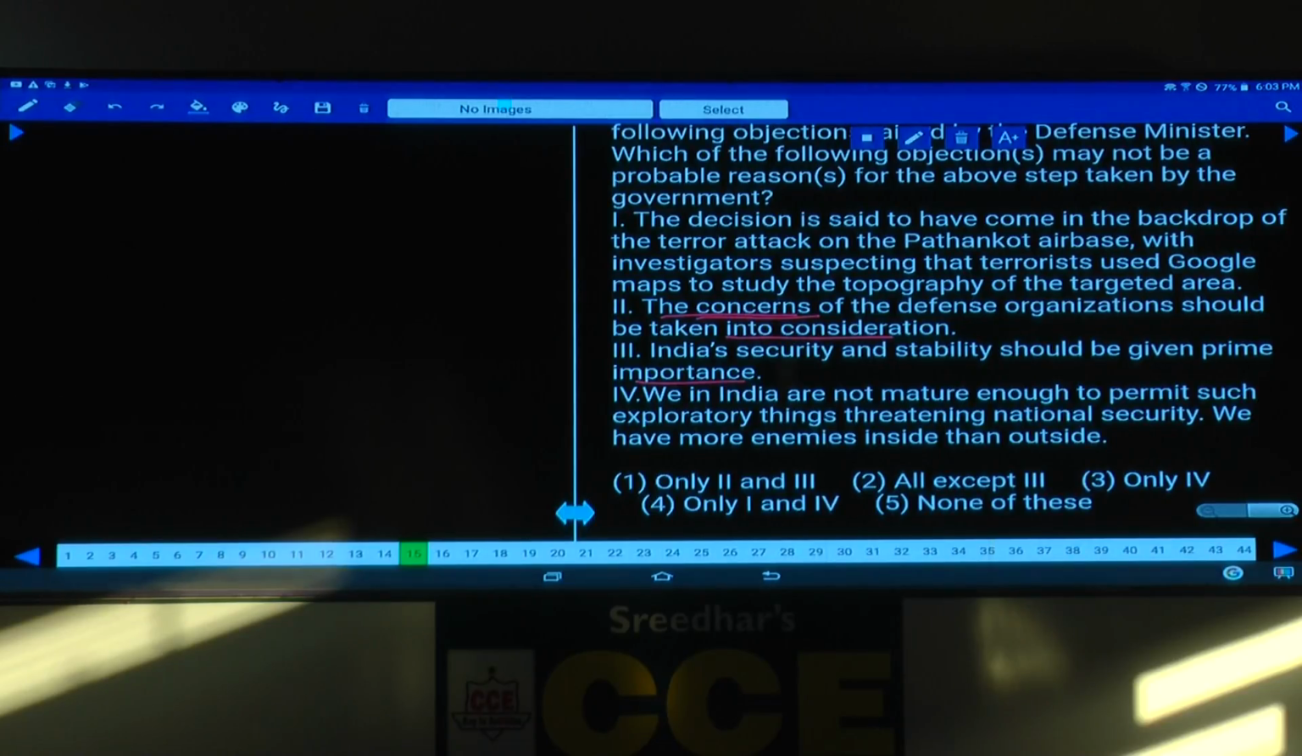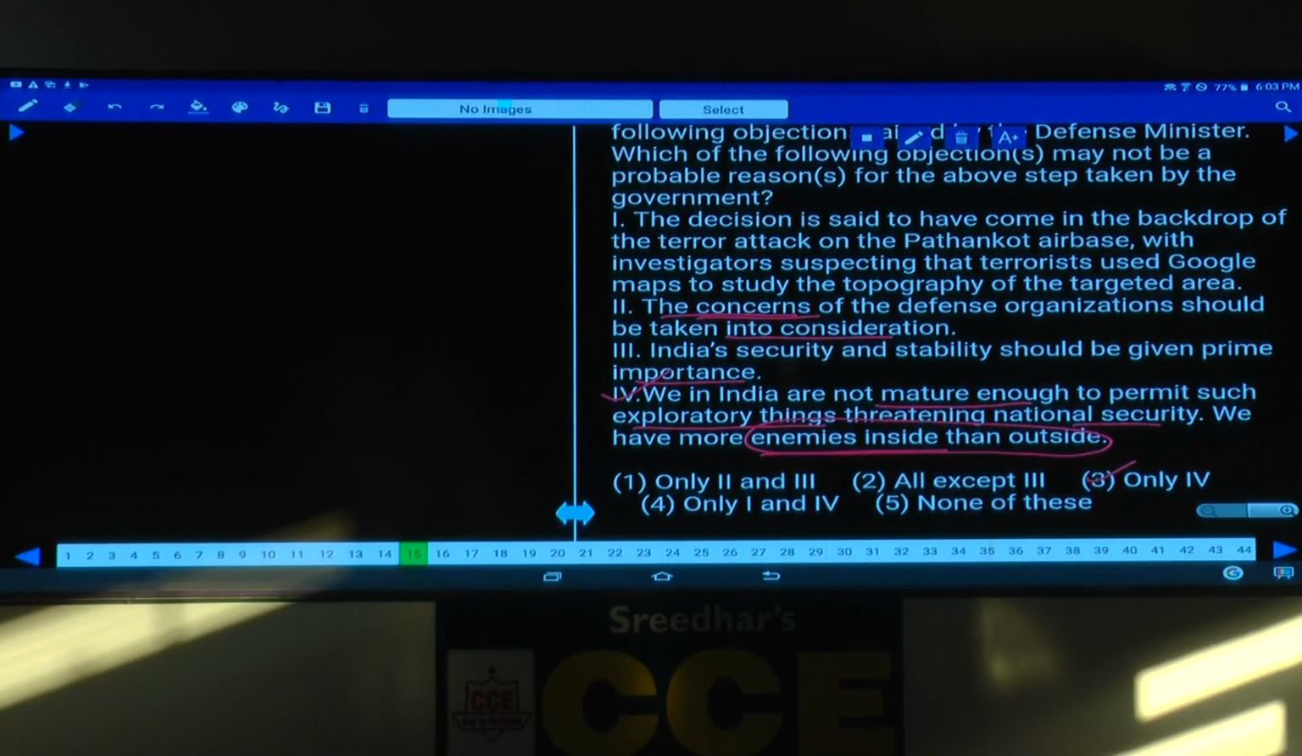And the fourth one: we in India are not mature enough to permit such exploratory things threatening national security. We have more enemies inside than outside. Now, sir, are you talking anything regarding this one? As you have more enemies inside than outside, this is the reason why you are not giving permission. Whether this could be the reason here? This cannot be the reason. Then what is your answer here? Only four. That is choice three.